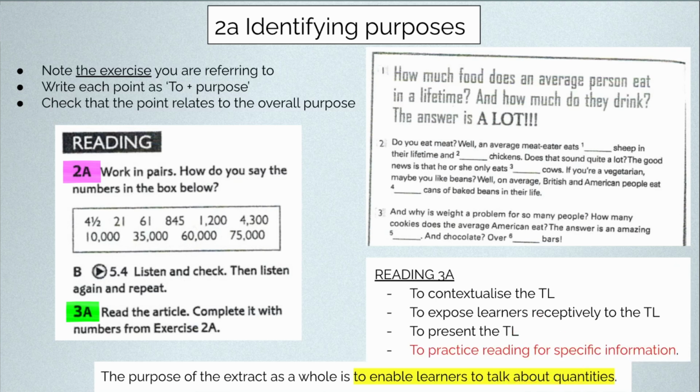However, if you were to write something like "to practice reading for specific information," well, this isn't a reading lesson and it's not related to the aim, and therefore this would not get you any marks.